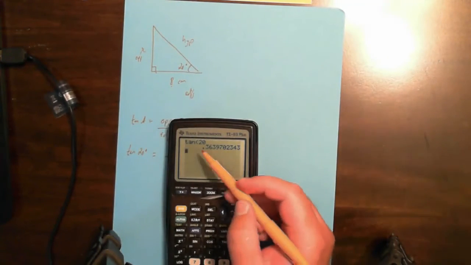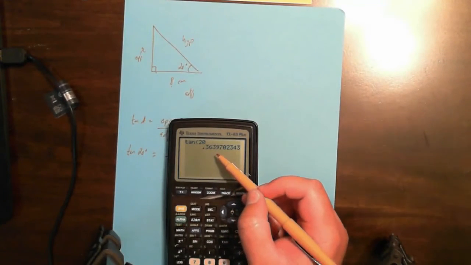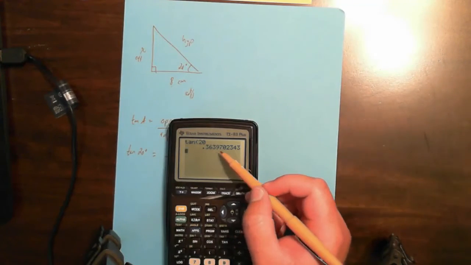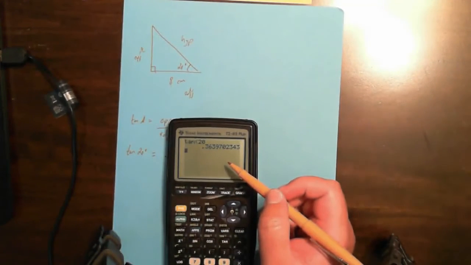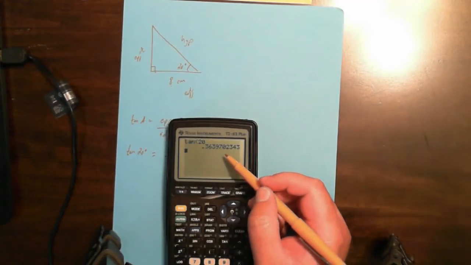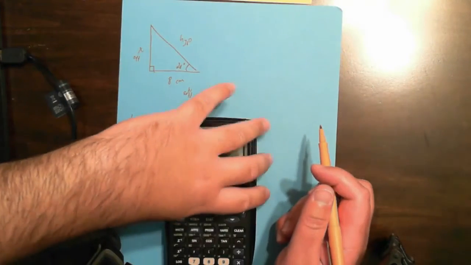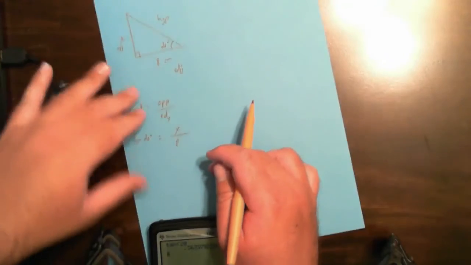Okay? So I know that the tangent of 20 degrees is 0.364, we'll say. We'll round it to 3 decimal places. So 0.364. So that means for any triangle that has a 20-degree angle, when I take my opposite and divide it by my adjacent, I always get 0.364. I never get anything else. Okay? So that's the nice thing about that tangent ratio and how it can be so helpful.